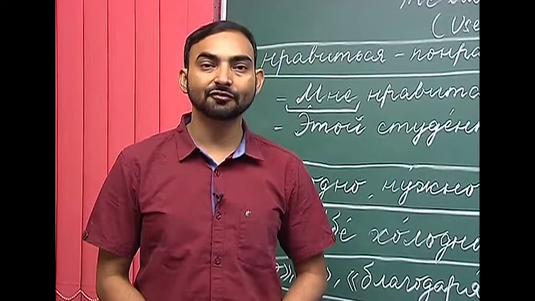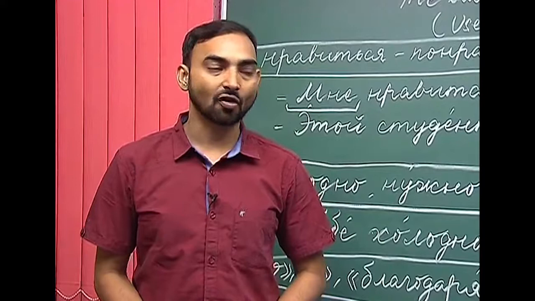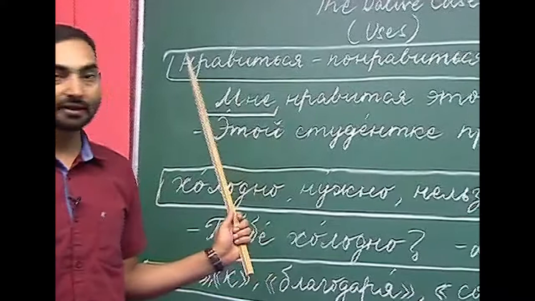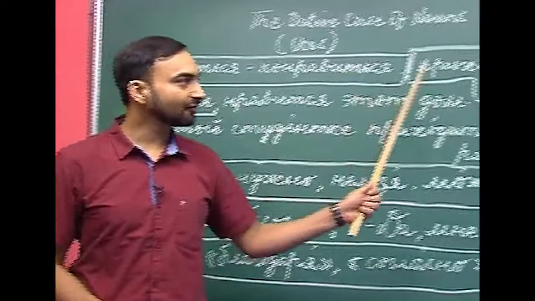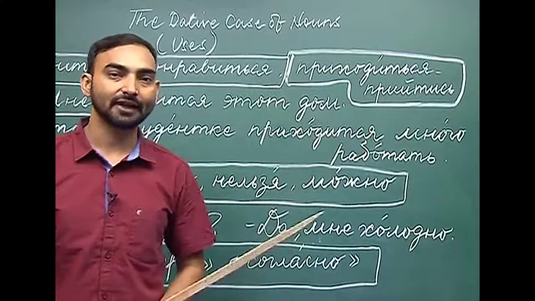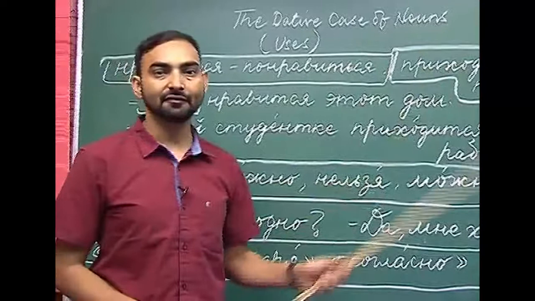The dative case of nouns is also used to denote the logical subjects of some verbs. For example, we have done this verb before, nravitsa, pandravitsa, which is the synonym of the verb lubit. Lubit is to like. So nravitsa, pandravitsa, prikhajitsa and prichis. Prikhajitsa, prichis means one has to. So these are few verbs which take the dative case of nouns as their logical subject.